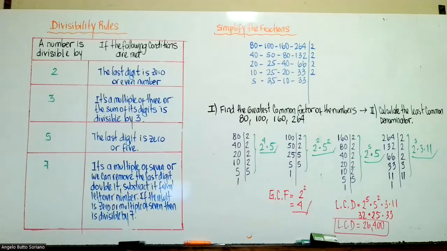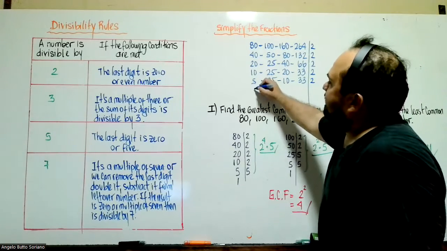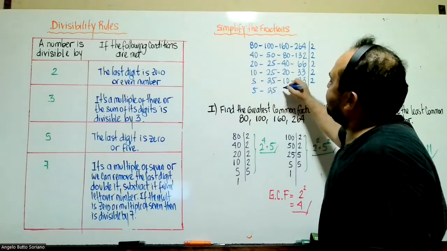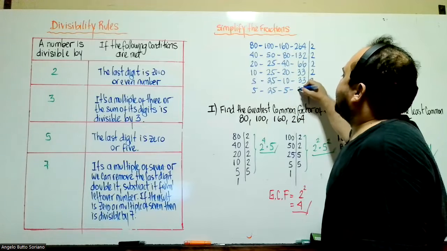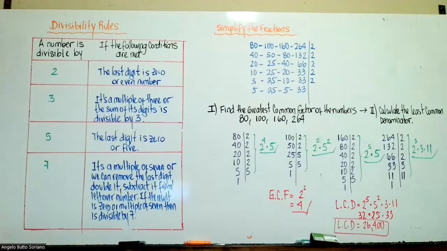The numbers we cannot divide by 2, we only copy. And the number 10 can also be divided by 2. Continue. We copy the number 5, copy the number 25, and 10 divided by 2 will be 5, and 33. Right, 5, 25, 5, and 33 cannot be divided by 2 anymore.